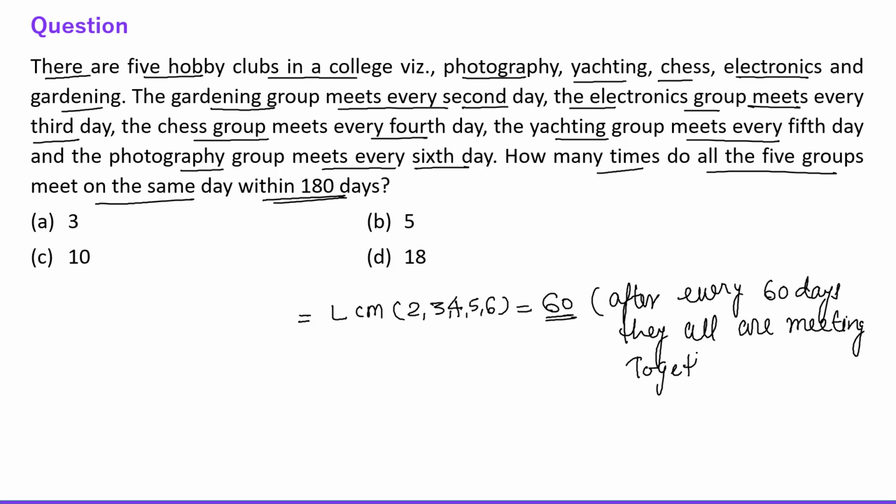And now the question is asking, within 180 days, how many times all of them are meeting together? So 180 will be divided by 60 and we'll be getting the required answer. So this is 3 times. Right, everyone? The answer is 3 times. So within 180 days, they all will be meeting together 3 times. So this is the answer. Correct option is A option.